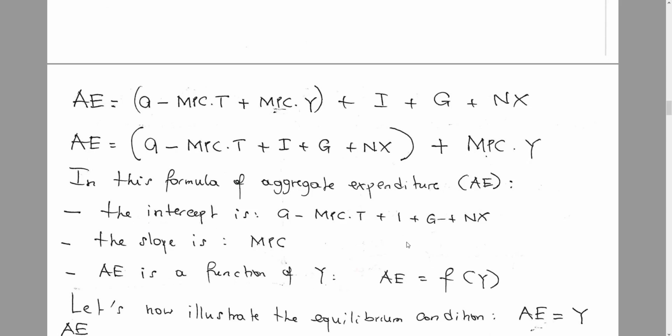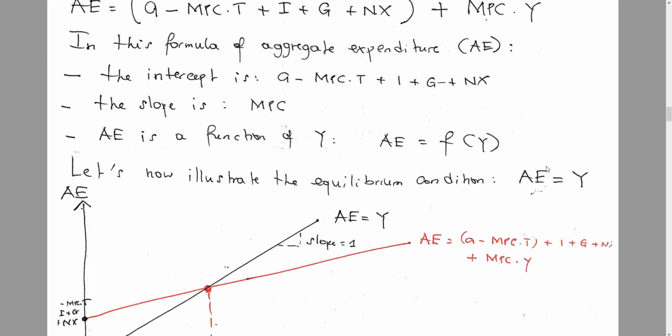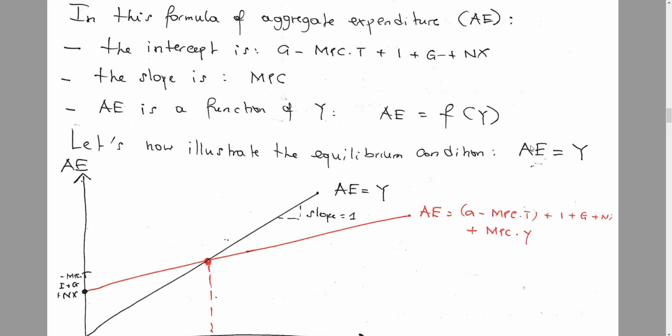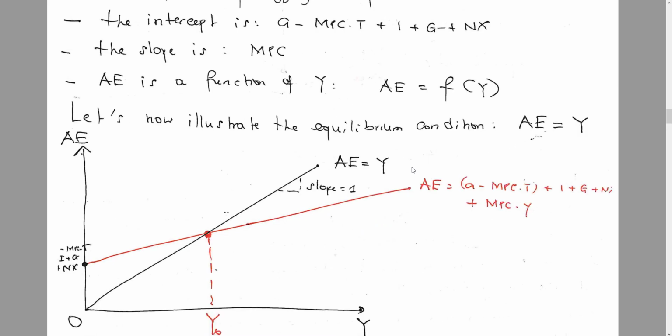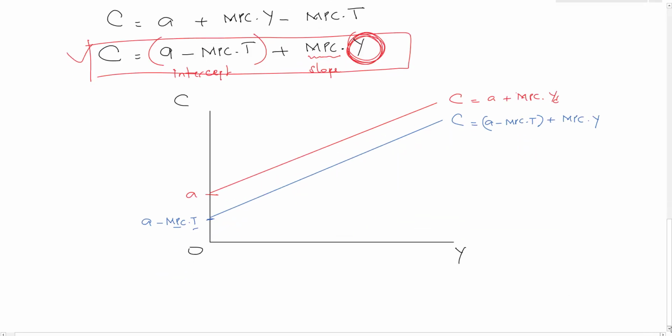Perfect. And of course, what we're going to do next is try to represent AE as a function here. So how do we do this? I'm going to have to rewrite it first. Aggregate expenditure is equal to, now this is the intercept, A minus MPC times T plus I plus G plus NX. All this is the intercept plus MPC times Y.